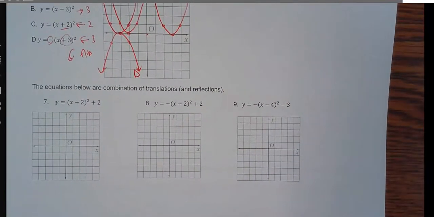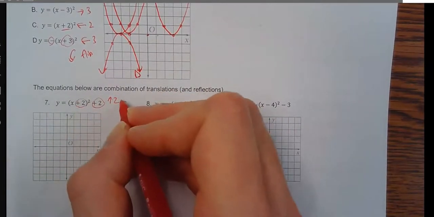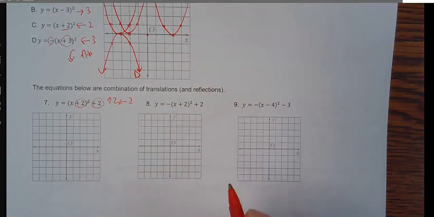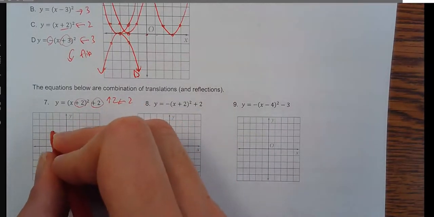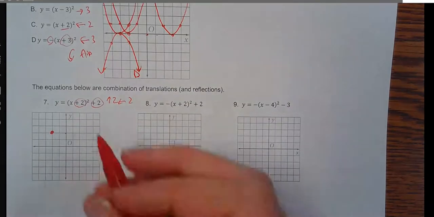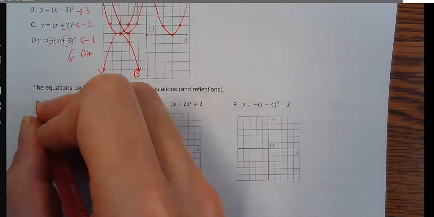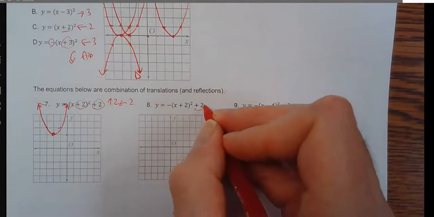Now let's do some combinations. Down here, some quick combinations. I've got an up 2 and a left 2. Again, you can go left 2 and then up 2. The order doesn't matter on these translations. So up 2, left 2, and then up 1, right 1. Something like that.